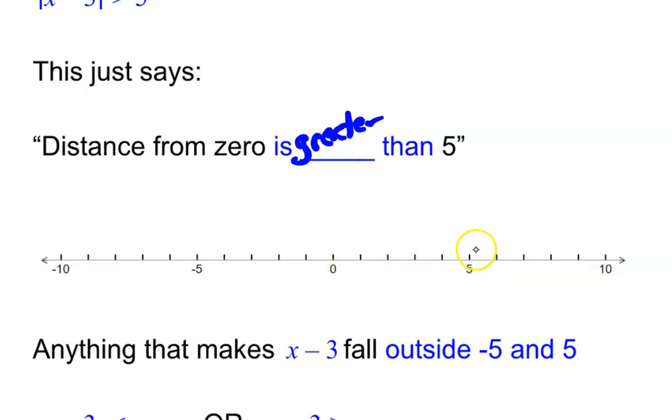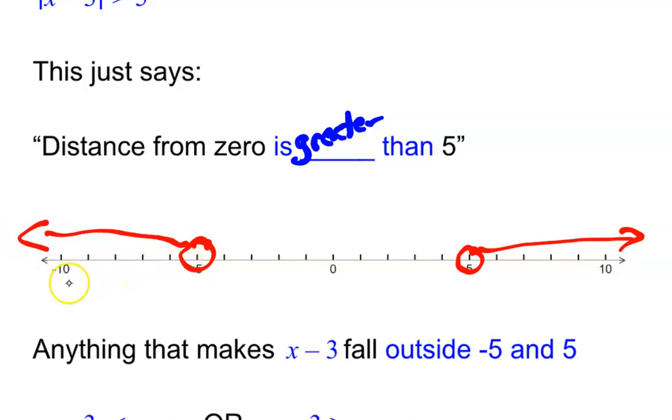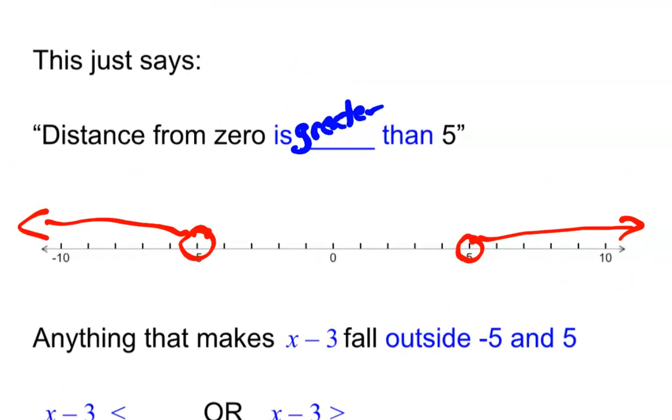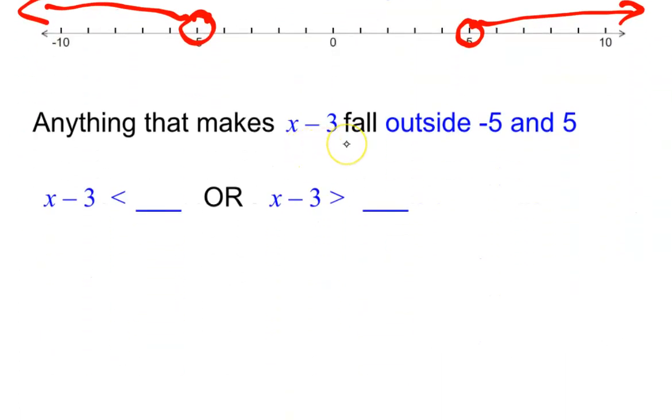So we're going to put an open circle there. And so if I'm out here, I'm farther than 5 away, so that's true. But if I go the other direction from 0, if I go negative, then I'm going to put an open circle at -5 and go to the left. Anything out here is going to be greater than 5 away from 0, and anything out here to the right is going to be greater than 5 from 0. So to solve our inequality, anything that makes x minus 3 fall outside of the space between -5 and 5 will make it true.